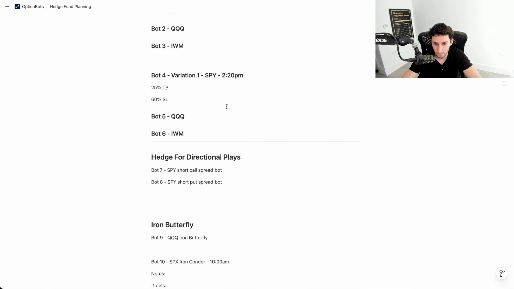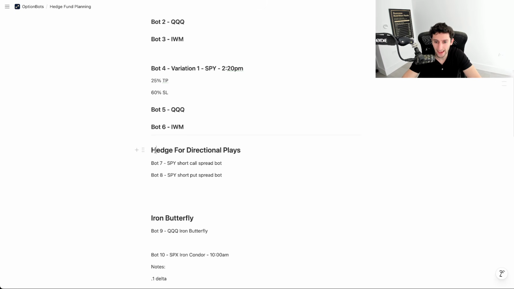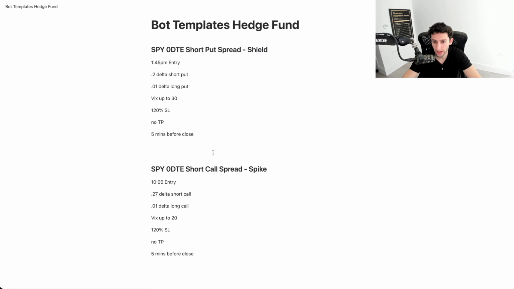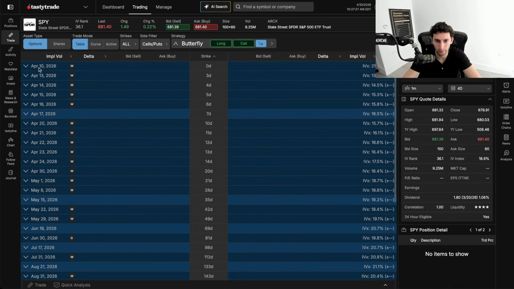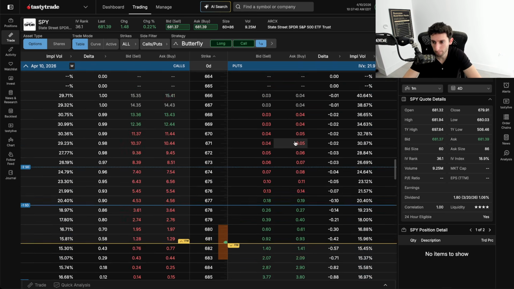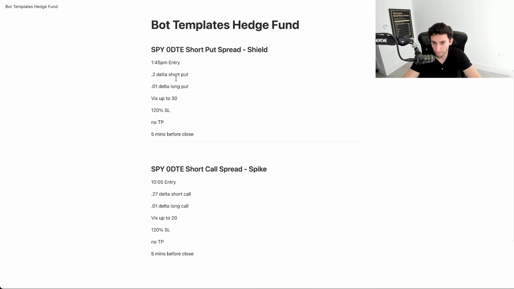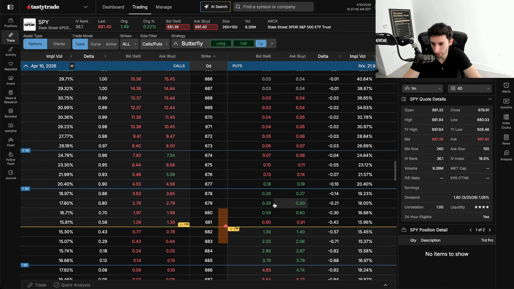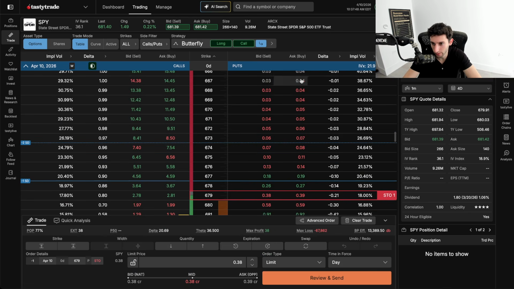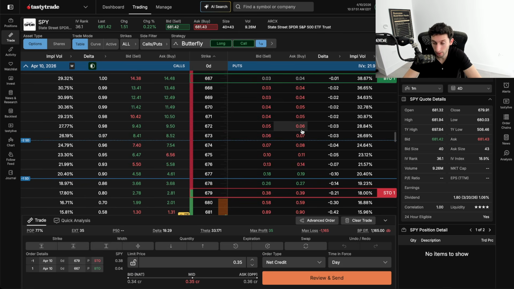Iron Butterfly would be the same. And then the hedges, let's actually look at the hedges as well. So with the hedges, we're doing a 0.2 delta and 0.01 long put. So if we actually go to SPY, we've got to figure out the spread width. So where was it? 0.2 delta, 0.01 width. So if we look at the 0.2 deltas, which would be here, 0.01 width is here. So that is about a 12-point spread.